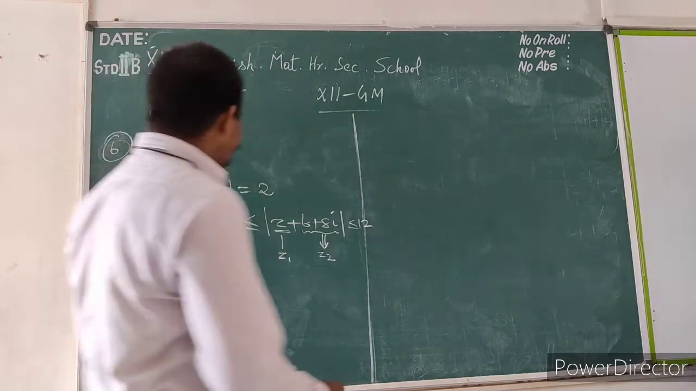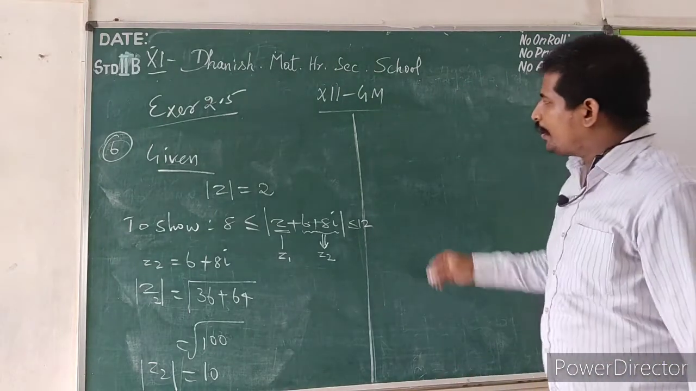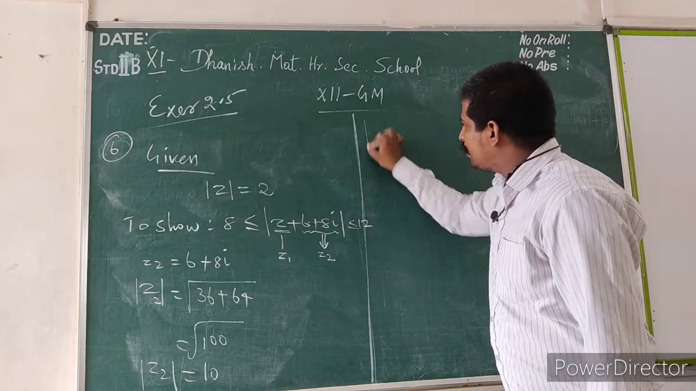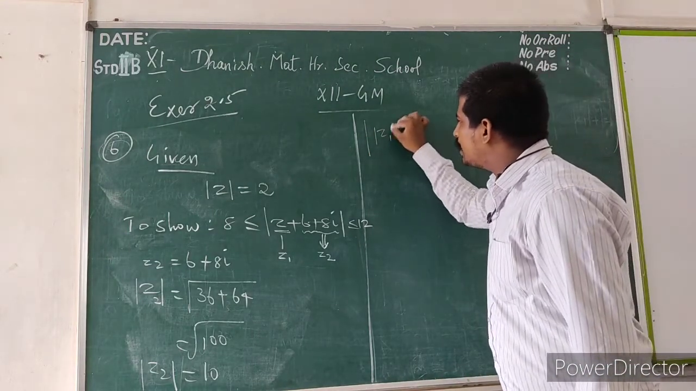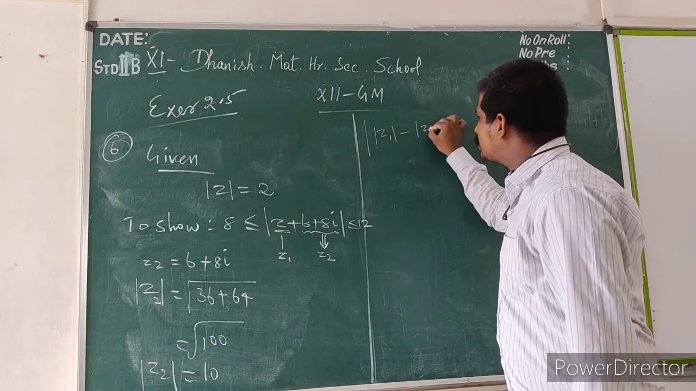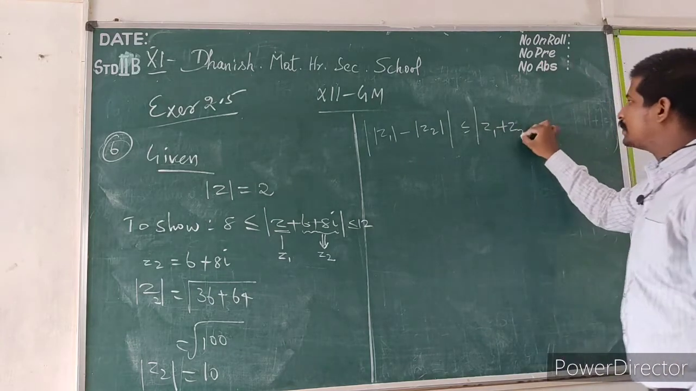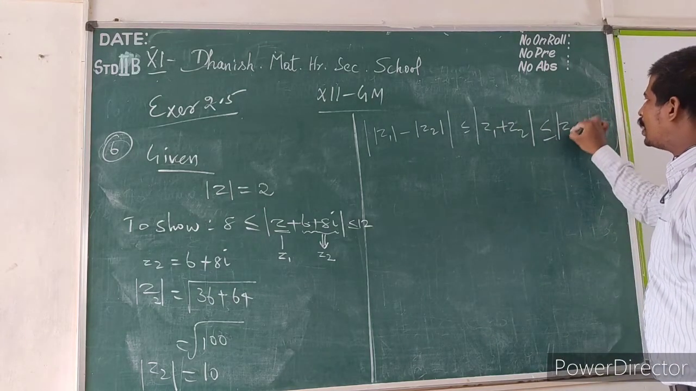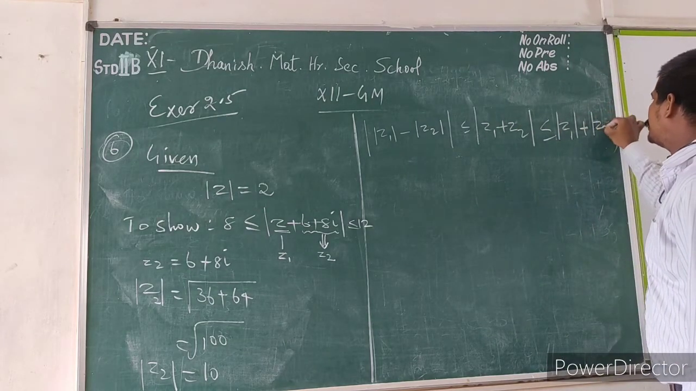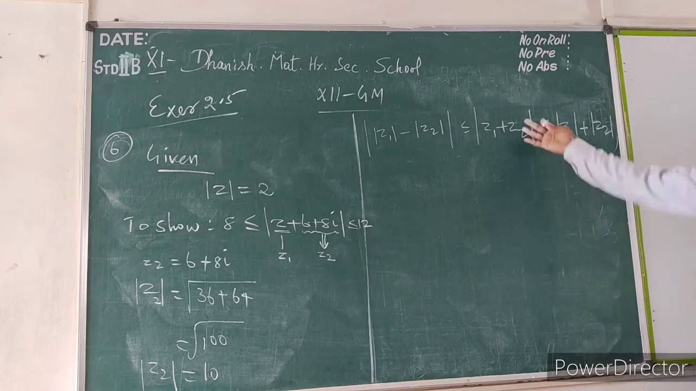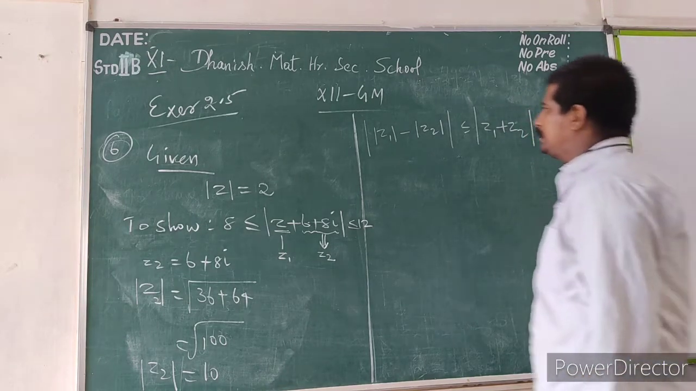Now we are going to use the same property: modulus z1 minus modulus z2 is less than or equal to modulus z1 plus z2, which is less than or equal to modulus z1 plus modulus z2. By using this property we can prove the required result.